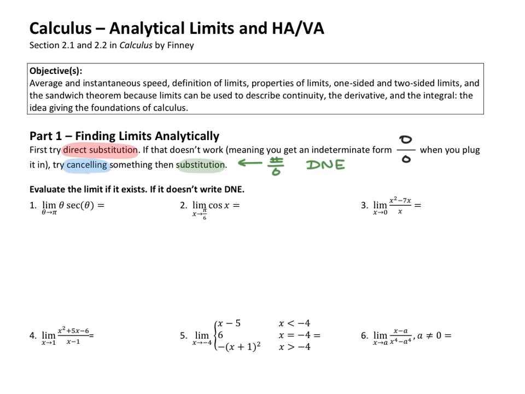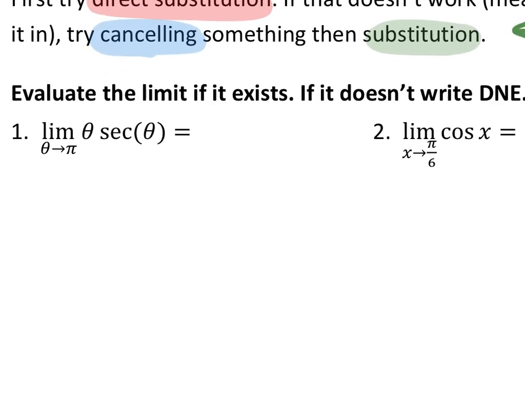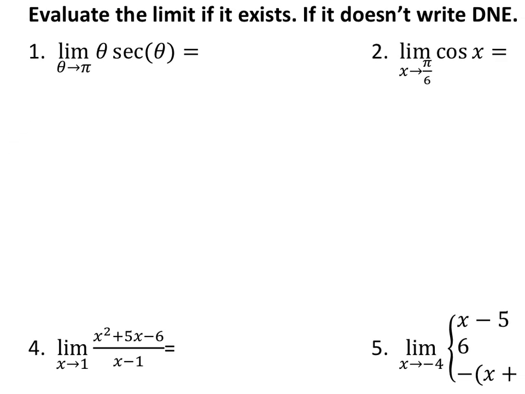So sometimes it's as easy as it sounds. We are just going to directly substitute the limit value into the function. So if we zoom in on this first question, it says find the limit as theta approaches pi of theta times secant of theta. Doesn't matter what it looks like or what kind of function it is. When we are finding limits analytically, we just plug the number in first.